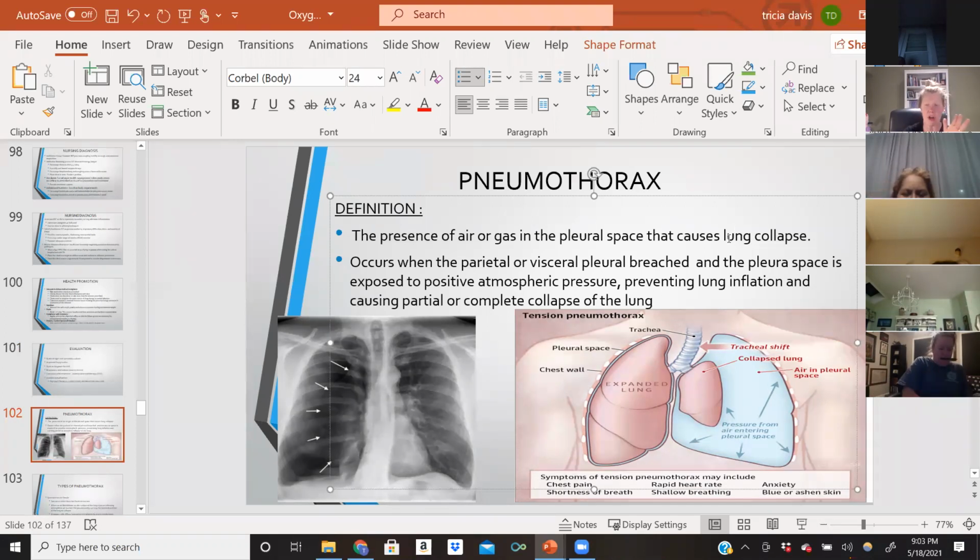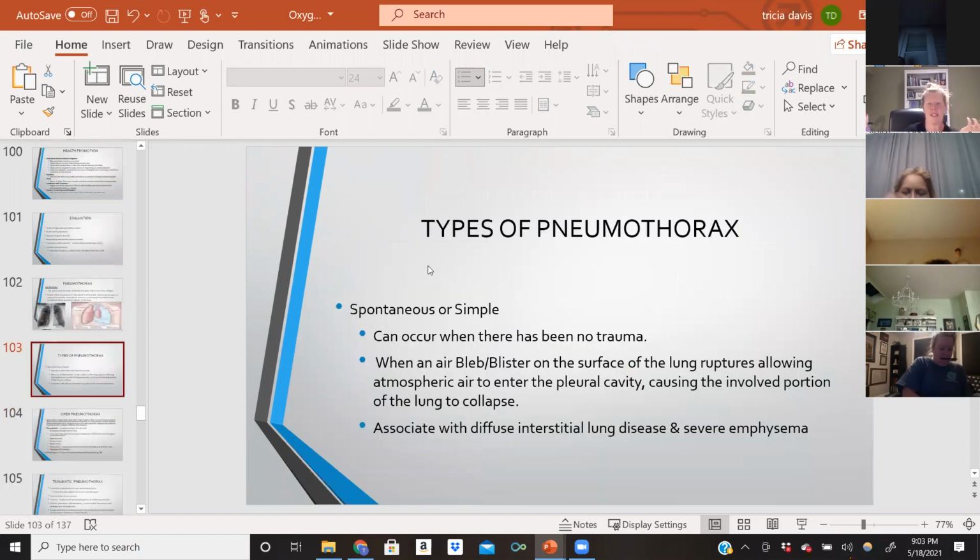There's a couple of different types of pneumothoraxes. So we have what's called a spontaneous or a simple. This can occur just for no apparent reason. There doesn't even have to be any type of trauma. It can be when we have what they call an air bleb or an air blister on the surface of the lung that ruptures, and it causes that atmospheric air to come into the pleural cavity, and then it causes that portion of the lung, wherever that bleb or that blister was, to collapse. It is associated with diffuse interstitial lung disease and severe emphysema. That's when we tend to see these.